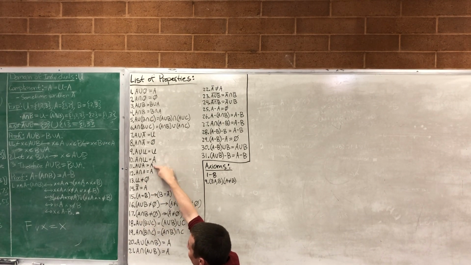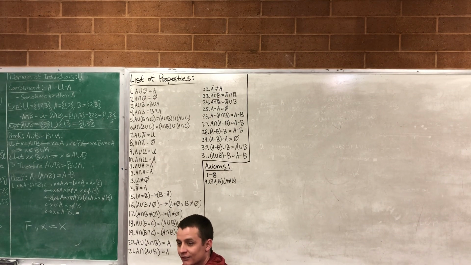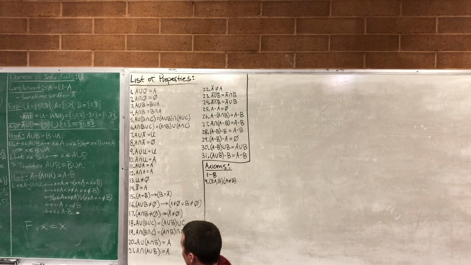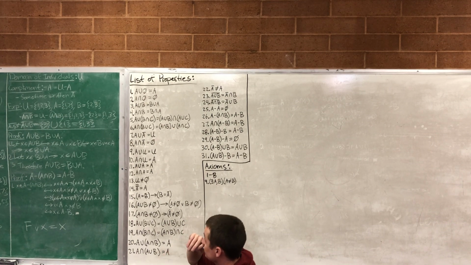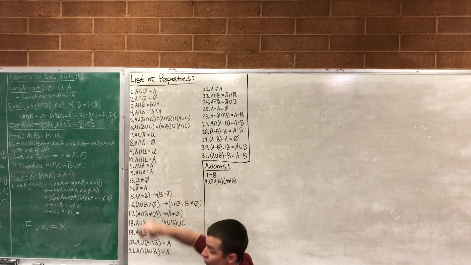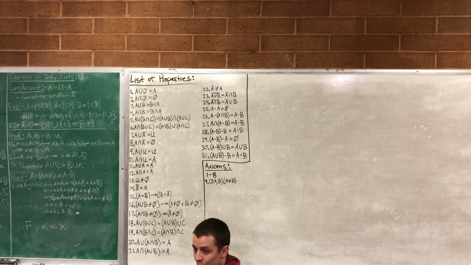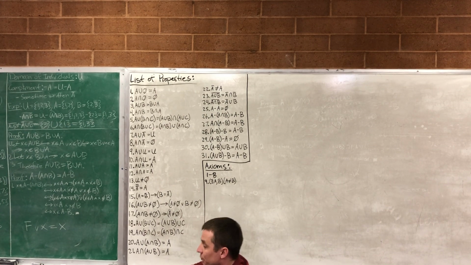Okay. Next line. A union A is just A. Union a set with itself, you still just have the same set. Yeah. Intersect a set with itself, you still just have the same set. The universe is not the empty set. Whatever your universe is, it is not the empty set.